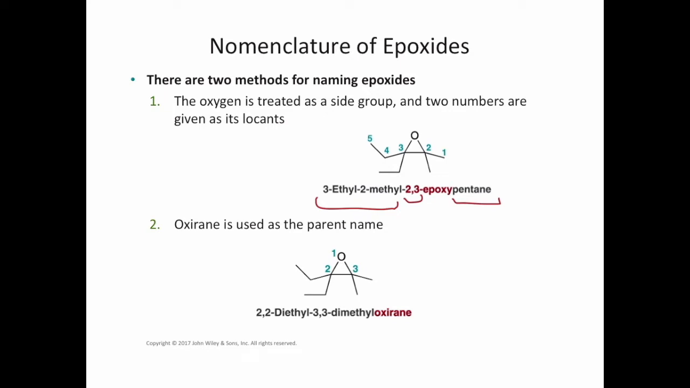The second way, which might be easier, is to use oxirane as the parent name and then number the oxygen as 1, and then you want to number the 2 and 3 such that the lower number would come alphabetically first. So in that case, the 2 is connected to the ethyl groups. Ethyl comes before methyl, so that's why we've numbered it with the 2 carbon here and the 3 carbon here. So this is 2,2-diethyl-3,3-dimethyloxirane.